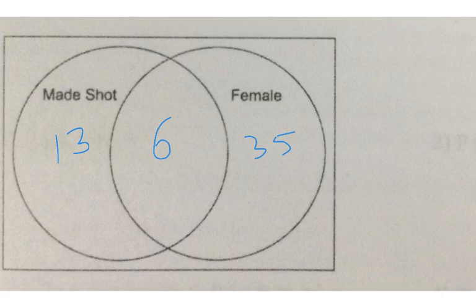And think about it in terms of context. What do these 27 people represent? Inside here, this is everyone who made a shot or is a female. So who are these 27 people? The males who missed. It's everyone who's not female and did not make a shot. So this would be the males who missed. It's what's left in the sample space.